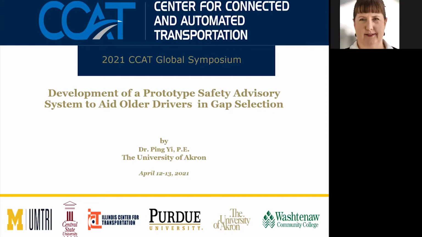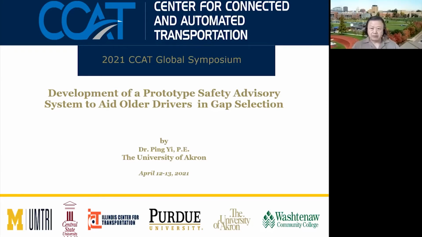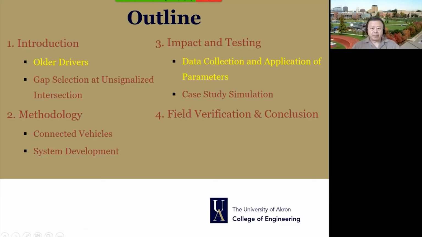This is a project that we're doing under CCAT, and the objective is to aid older drivers in gap selection situations at unsignalized intersections. From the outline, I'm going to emphasize the older drivers and also the data collection and application of parameters.